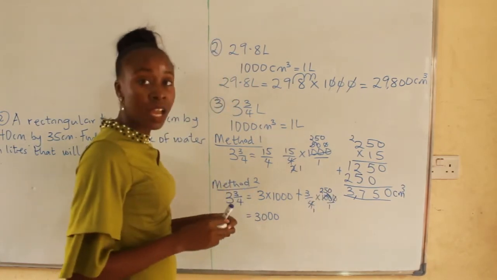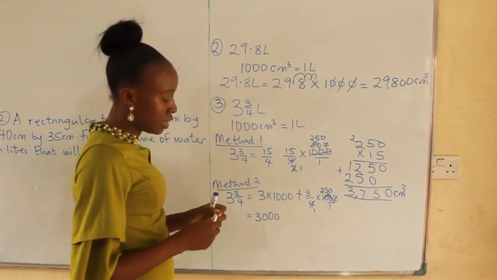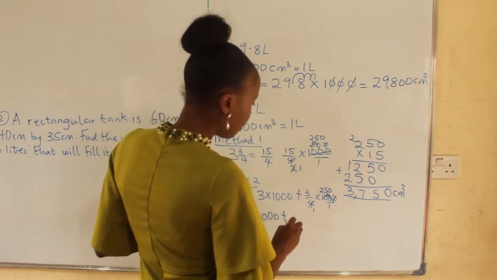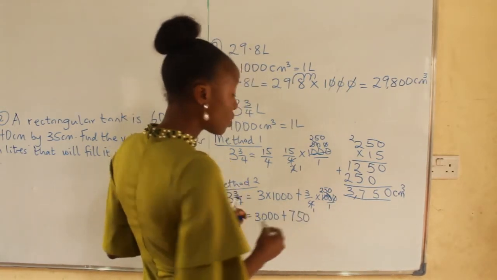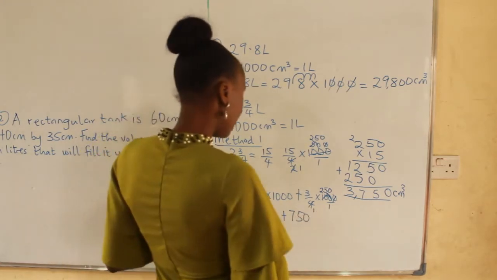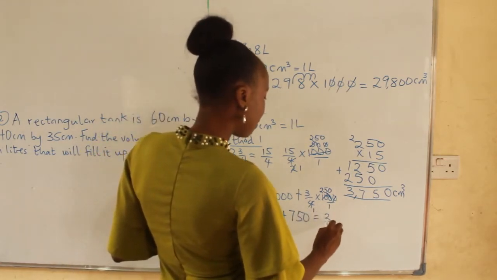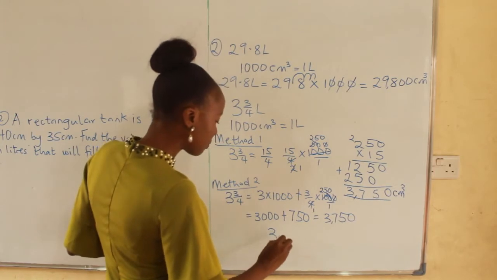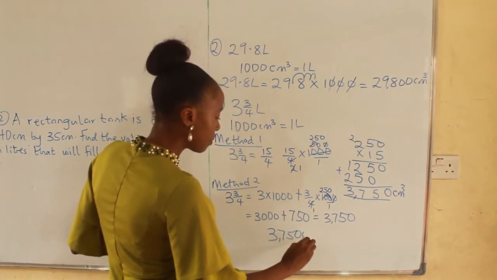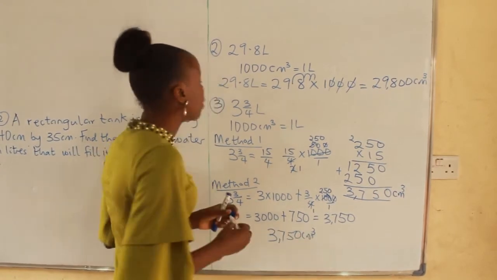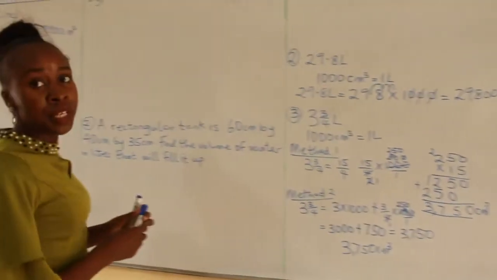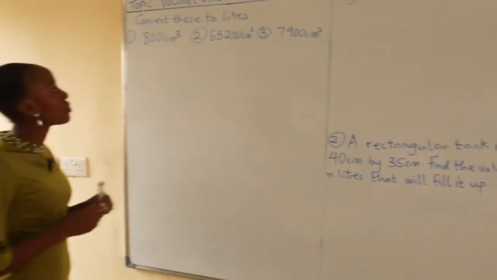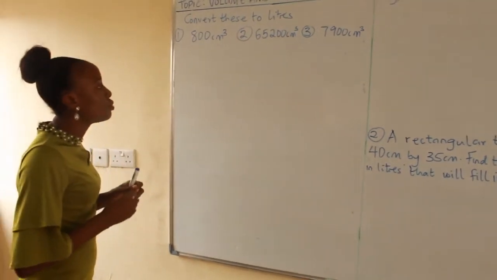So we have 3 times 250. 3 times 250 is 750. So if I add my answers together, 3000 plus 750, I still have 3750. So any of the methods will give you the same answer. Alright, next will be converting cm cube to liters. We'll be converting cm cube to liters.